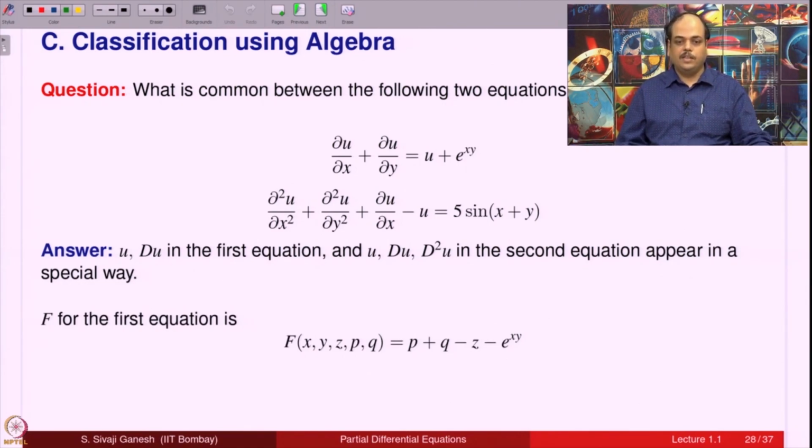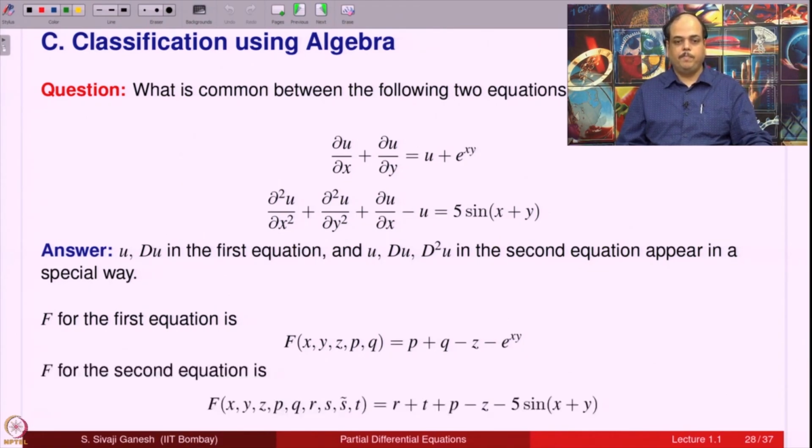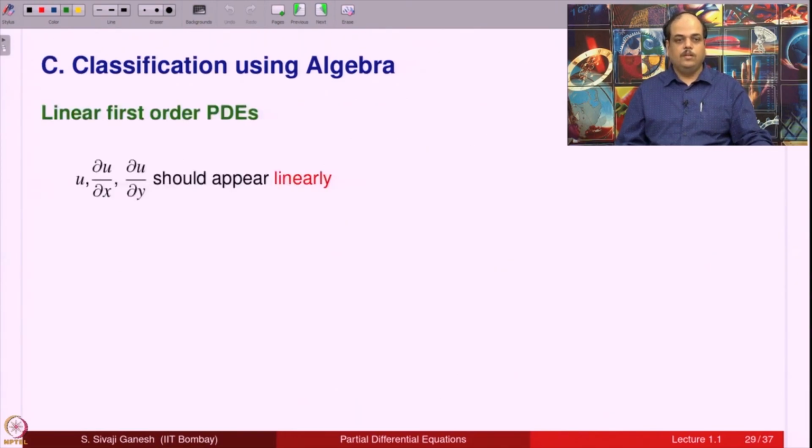X and y we do not ask any questions. The classification is based on z, p, q variables. For the second order PDE it will be z, p, q or s, s tilde, t. So, we will see very specific examples for first order PDEs, the classifications, and we will see the most general possible equations that we can write of that type.